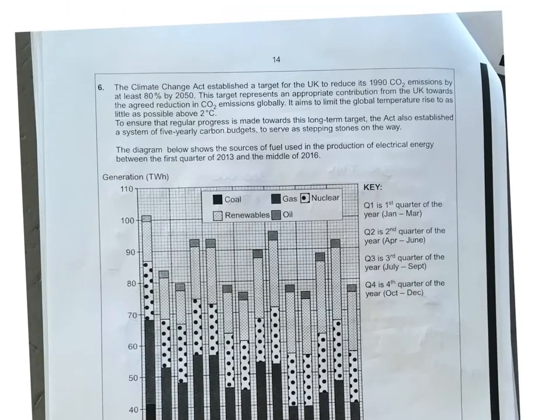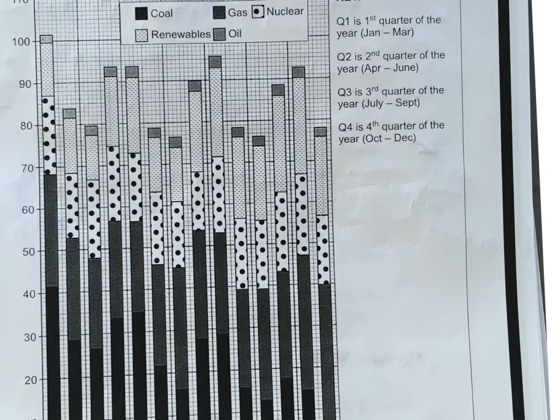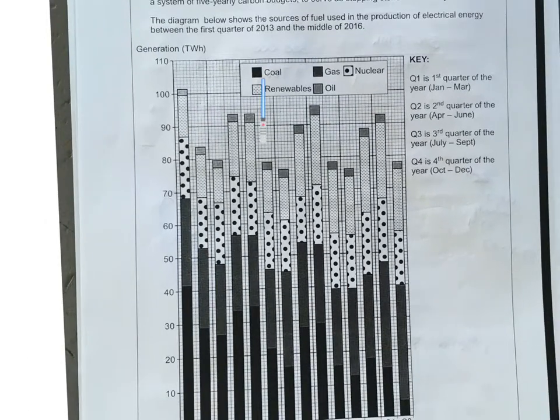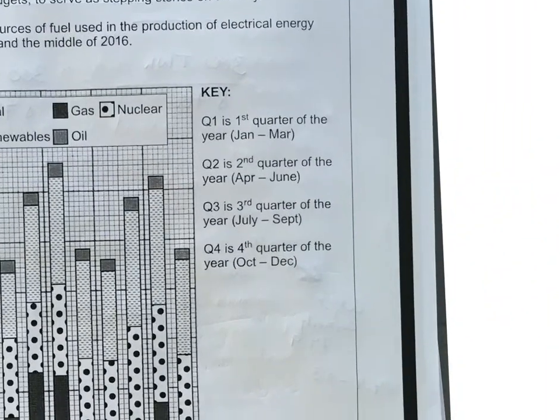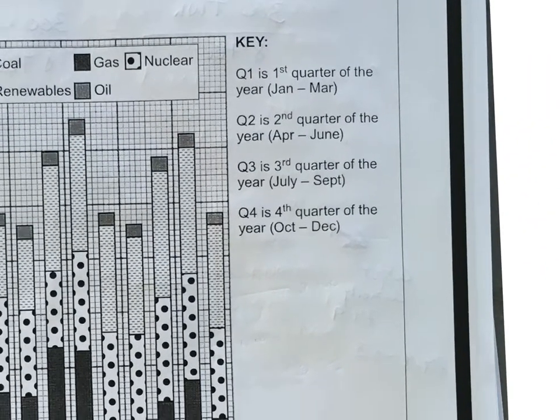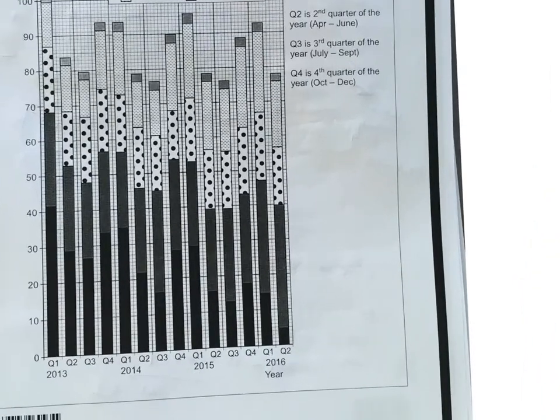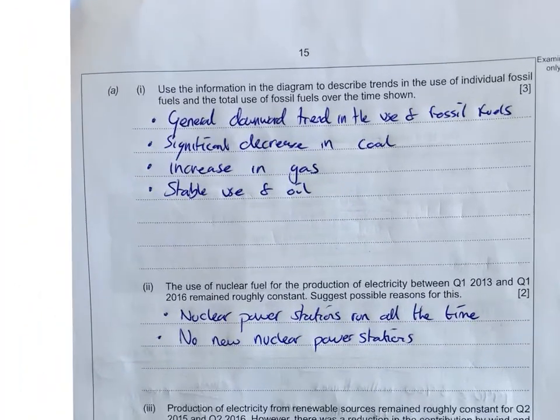Okay, so another bit of information on climate change. They're going to throw something like this in. This is one of those stacked bar charts where you've got keys telling you what these are. So you've got oil at the top, and then you've got renewables and coal and gas down the bottom there. And it's also giving you some quarters. So the first quarter between January and March, April and June, and so on down here. Okay, so now that we know that, we can have a look at the question.